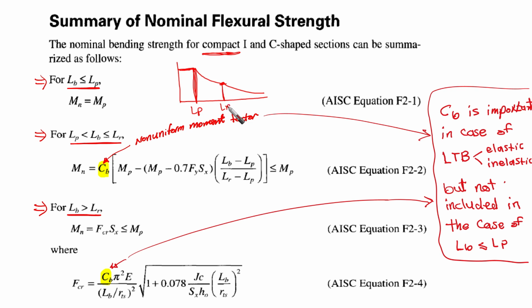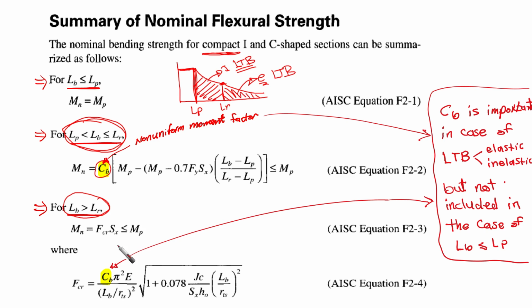Here, this is LR. And we said that this part is the inelastic lateral torsional buckling, and this part is the elastic. So ELTB means elastic lateral torsional buckling, and here it is inelastic, ILTB. We mentioned this last time. Whether it is elastic or inelastic, our unbraced length LB is either between LP and LR, which is the inelastic lateral torsional buckling case, or larger than LR, which is the case of elastic torsional buckling.